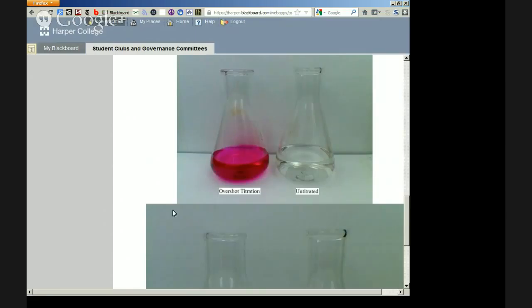And like you're talking about, that's become basic now. Because we don't want to know when it's really basic. We want to know when it just turns. And it's literally one drop that's going to make the difference between clear and pink. And then one more drop is going to be way too pink.